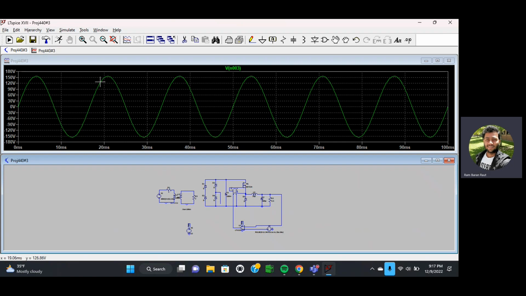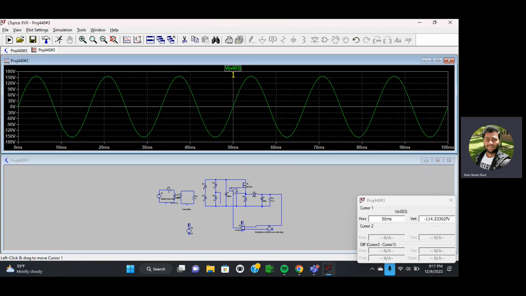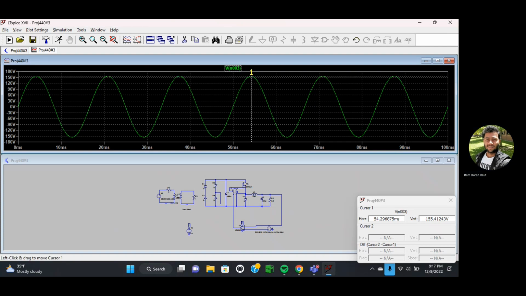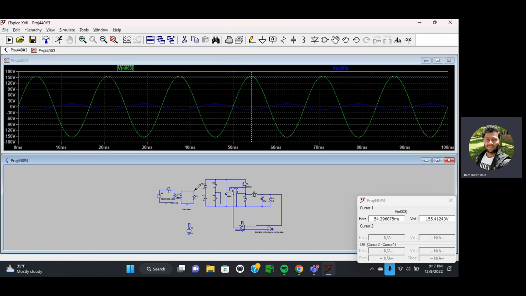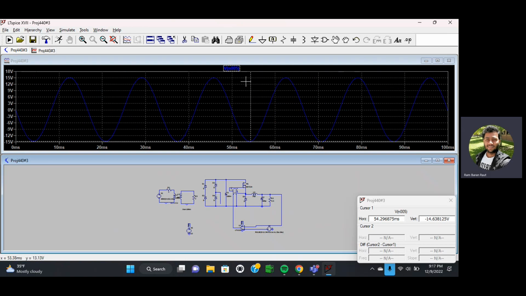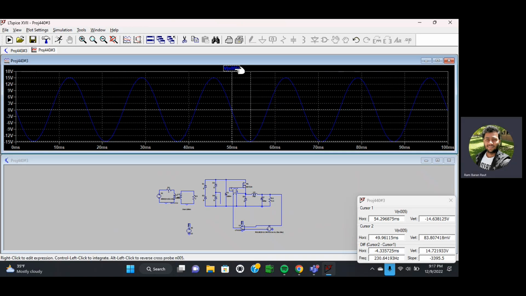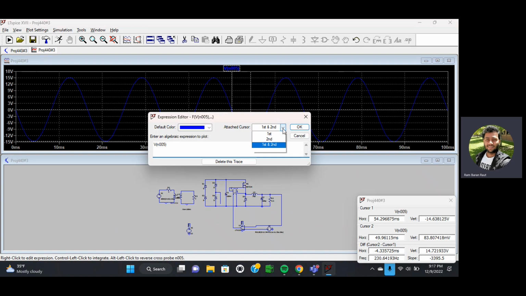So here we can see this is one wave. From here to here is almost one period, which is equal to 16.7 millisecond. So let's use the cursor to measure the input voltage. The input voltage we have over here is 155.412, right? And let's check the output voltage, how much we get. Let me choose just one cursor. We just need one cursor.